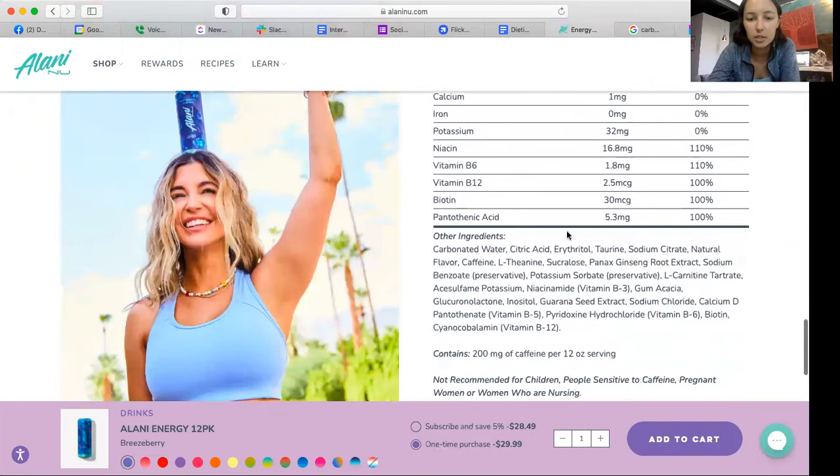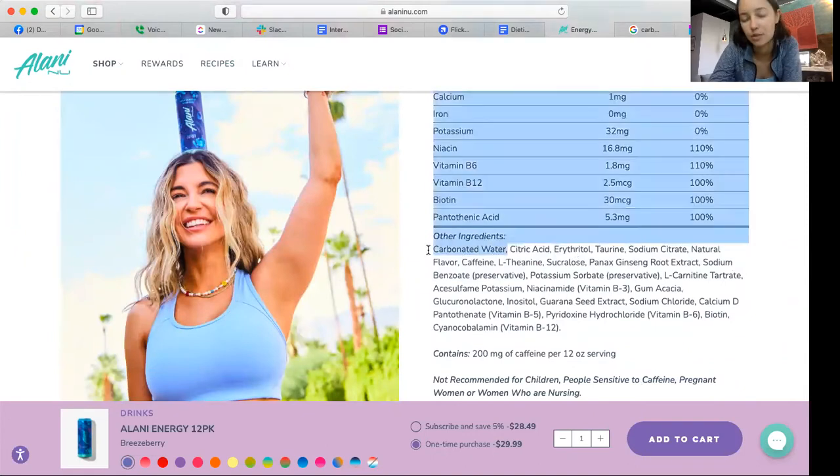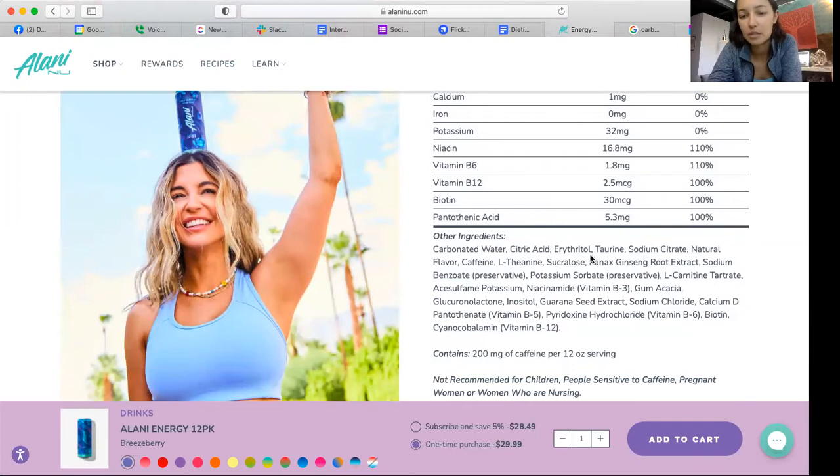So that all looks fine, it's nothing crazy. But then let's go down here to the ingredient list. You will see the third ingredient on here is erythritol. So the third ingredient, and remember, ingredient lists go by weight. So the third most common ingredient, well, I would even count it as second because the first is water. But the highest volume ingredient after that is erythritol, a sugar alcohol.